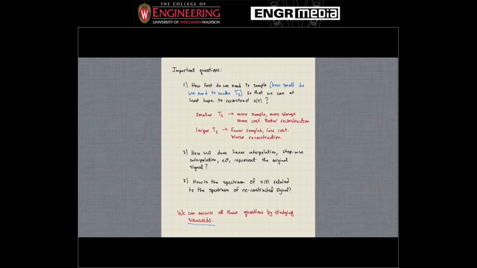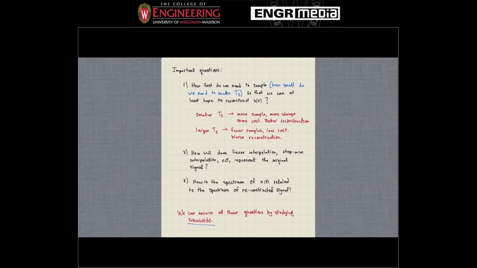Again, the smaller T_S, the smaller the sampling period, that means higher sampling rate. It means more samples, more storage on the computer, and then more cost. Remember the A to D's, the price went up when the sampling rate went up. But we have better reconstruction on the plus side. So if we make the sampling period larger, then the opposite happens. You have fewer samples to store, which is good. You need less memory, there's less cost, you can use cheaper A to D's, but the reconstruction is worse.